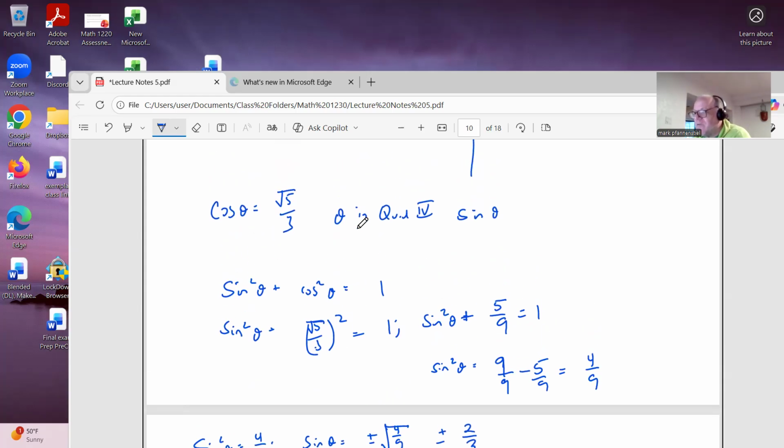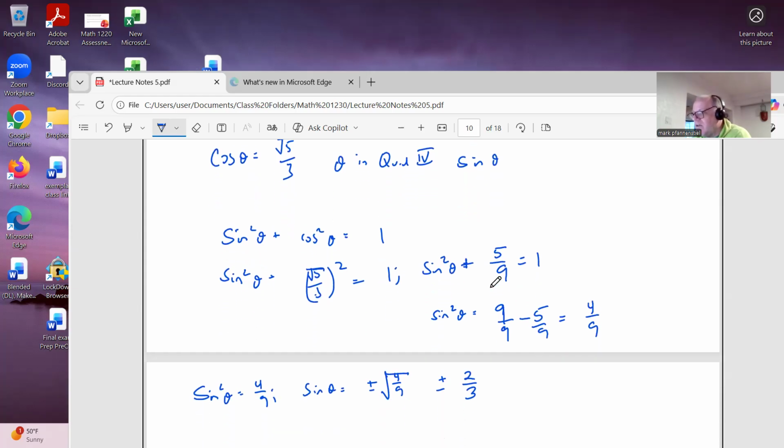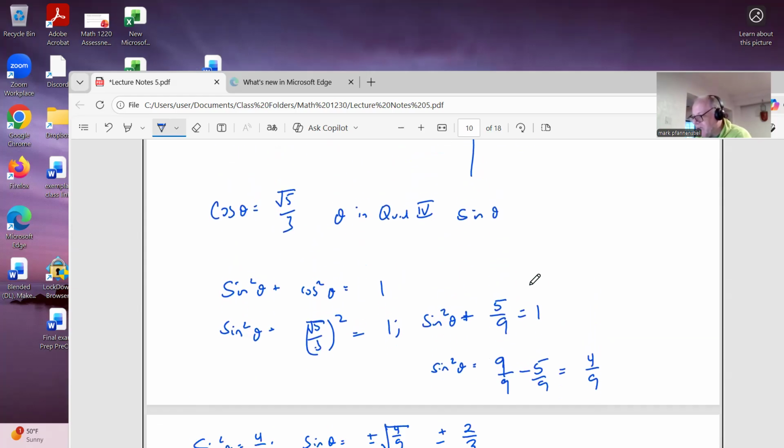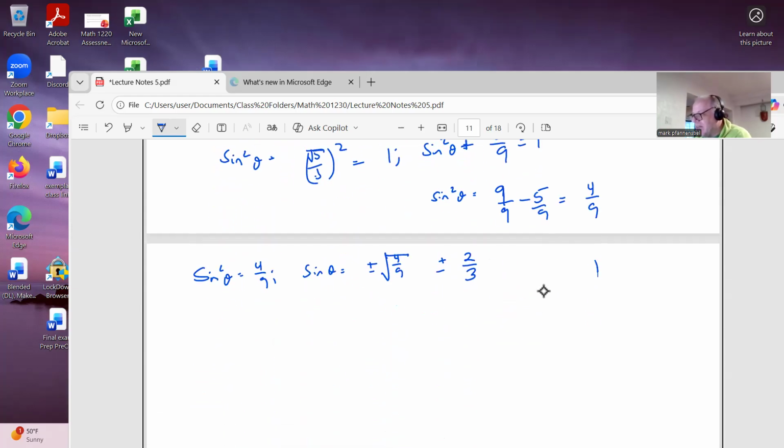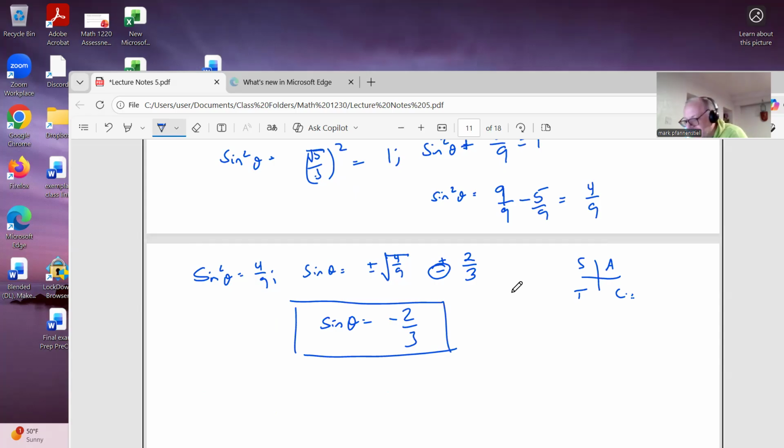Where did they tell us it was? It's in quadrant 4. Go back, remember, all students take calculus. Okay, so we're going to go back to this. The cosine is positive here, so the sine must be negative. We're going to say that sine of theta is equal to negative 2/3, and that's going to be our answer here. Let's see if we can't do another one or two of these things.